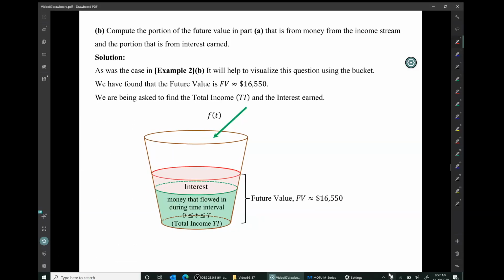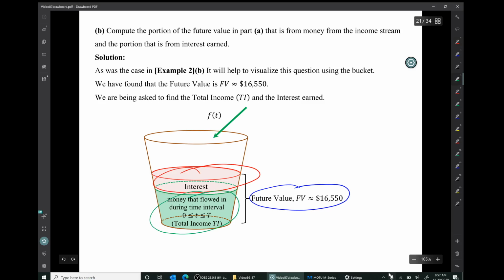Question B. Compute the portion of the future value in Part A that's money from the income stream and the portion that's from interest earned. Well, this is similar to a question that we had earlier. So the future value is this amount, and we're being asked to find the portion of that that's interest and the portion of that that's money that flowed in. Well, realize that the money that flowed in during that time interval is the total income. So we're being asked to find the total income and the interest earned.